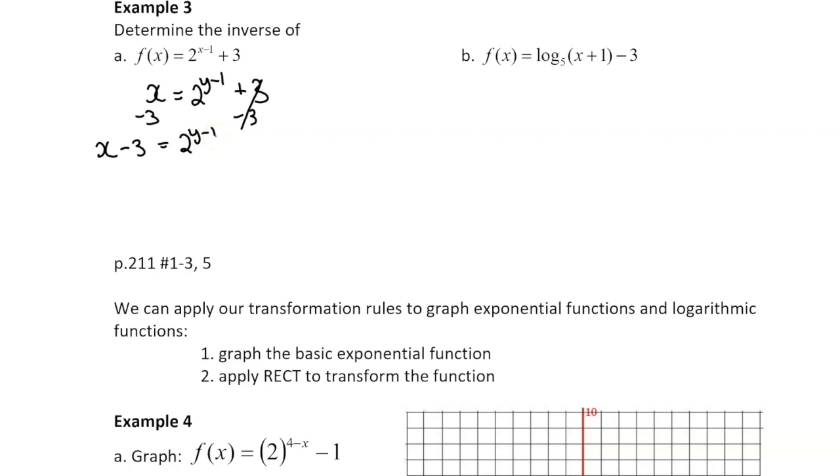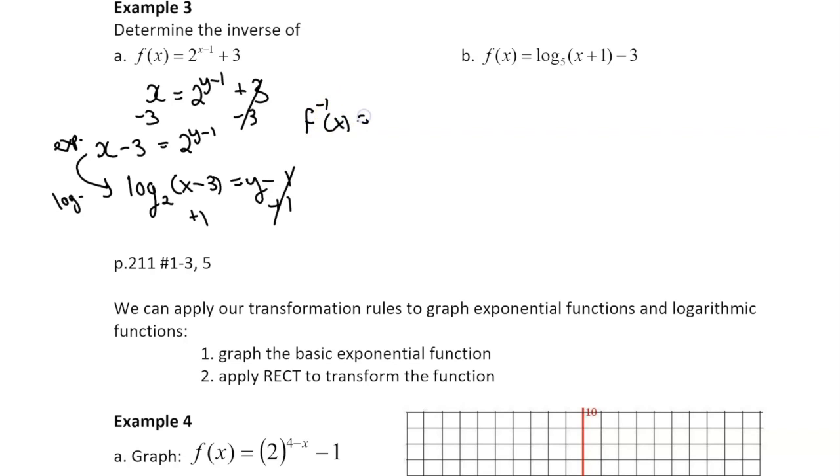And then from there, let's write this in log form. So let's say log base 2 of x minus 3 equals y subtract 1. So I was just going from exponential form into log form. And we want to isolate for y, so we can add 1 onto the other side. And instead of saying y equals, let's use our inverse notation. And we would say our inverse would be equal to all of this, log base 2 of x minus 3, plus 1.